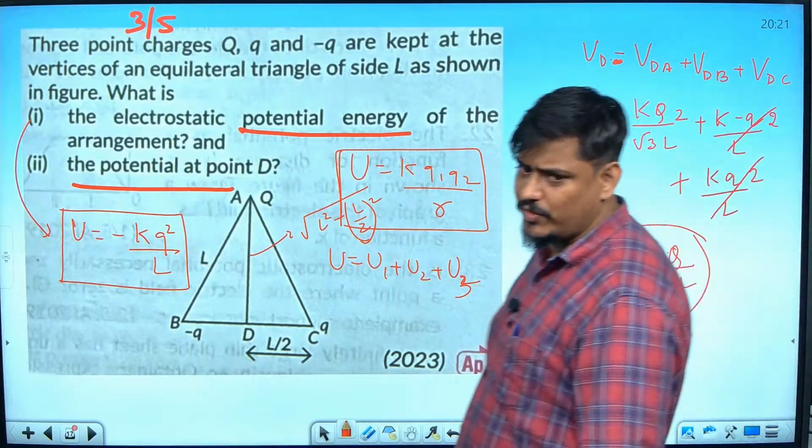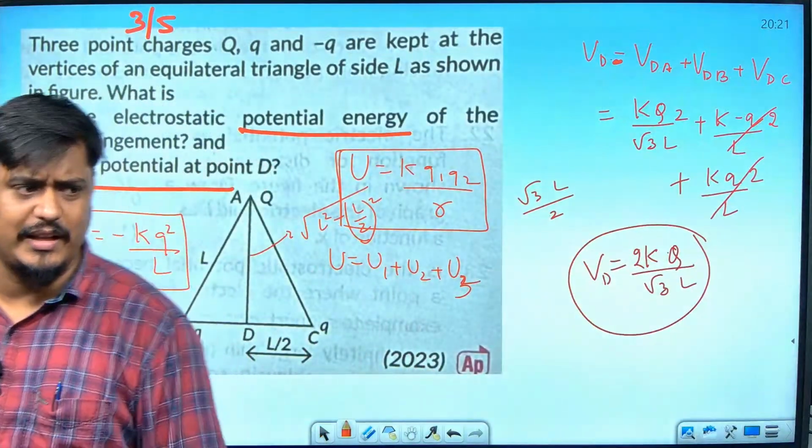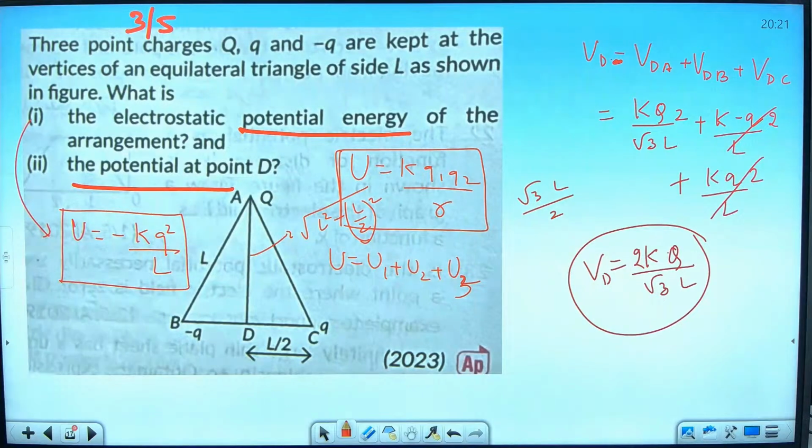This question was simple actually. Don't you think so? This question was simple. This question was not like the earlier questions. It is a simple question. This level at least you can happily do. Can I proceed further? Still we are in potential energy. Full capacitance topic is remaining. Shall I go ahead?